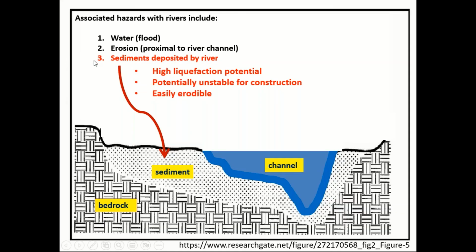And then the third thing we can talk about is the sediments that underlie the stream or river channels. Again, these are largely loose, unconsolidated sediments that are full of water. They're just waterlogged. So there's a high liquefaction potential, meaning that if vibrated by an earthquake, for example, the sediment will behave momentarily more like a liquid than a solid. Anything built on it won't stand up. So it's not great for construction potentially, and it's also easily erodible because it's not a solid.